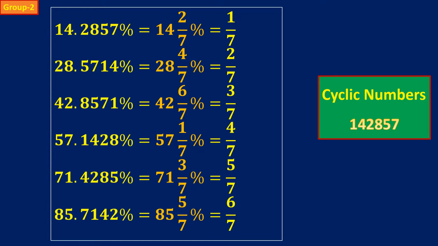Similarly, 42.8571%, which is 3 by 7. 57.1428%, which is 4 by 7. 71.428%, which is 5 by 7. 85.7142%, which is 6 by 7.